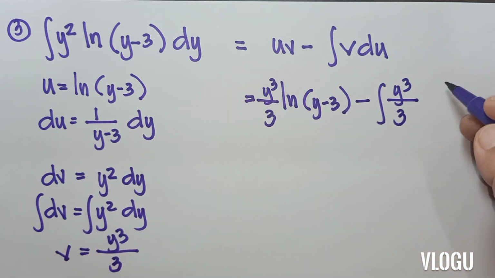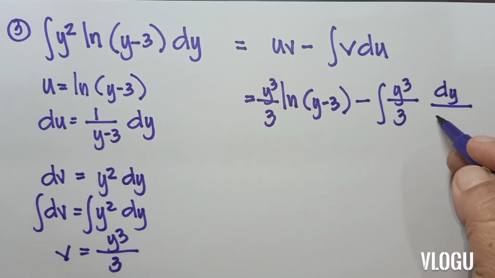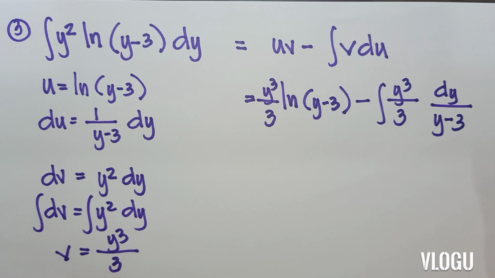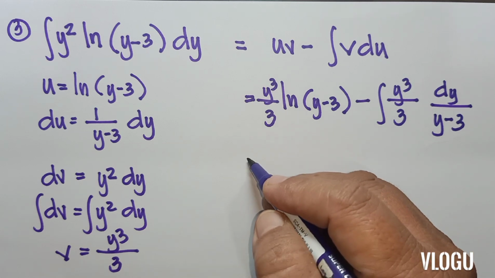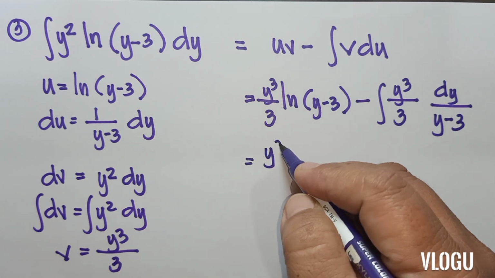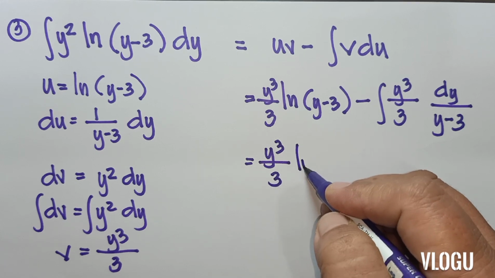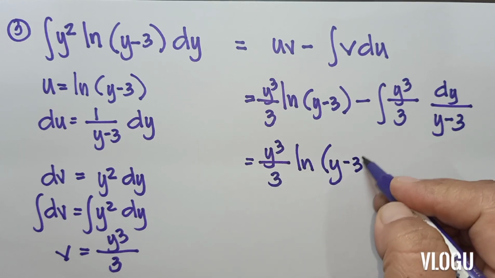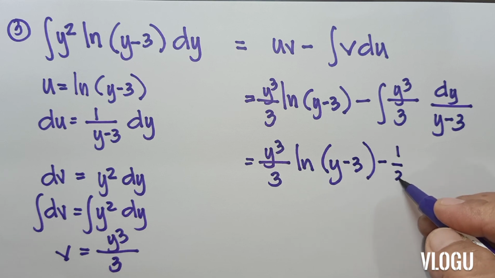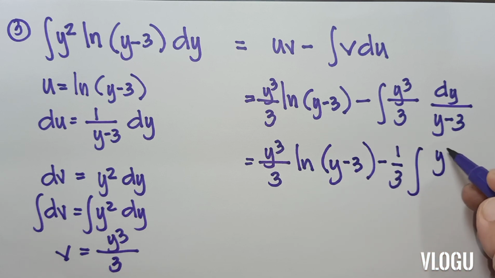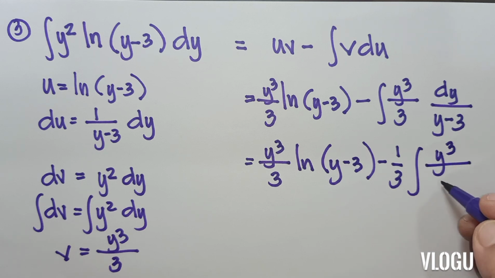and du, that is dy over y minus 3. So from that, we can write this one. We will have y cubed over 3 ln (y minus 3) minus 1/3 the integral of y cubed over y minus 3 dy.